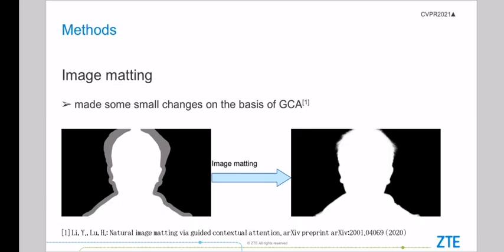Our matting network is modified from the GCA model, changing the network input from 6 channels to 4, and adding SSIM loss to speed up network convergence. In the testing phase, we use test time augmentation to further improve the matting effects.